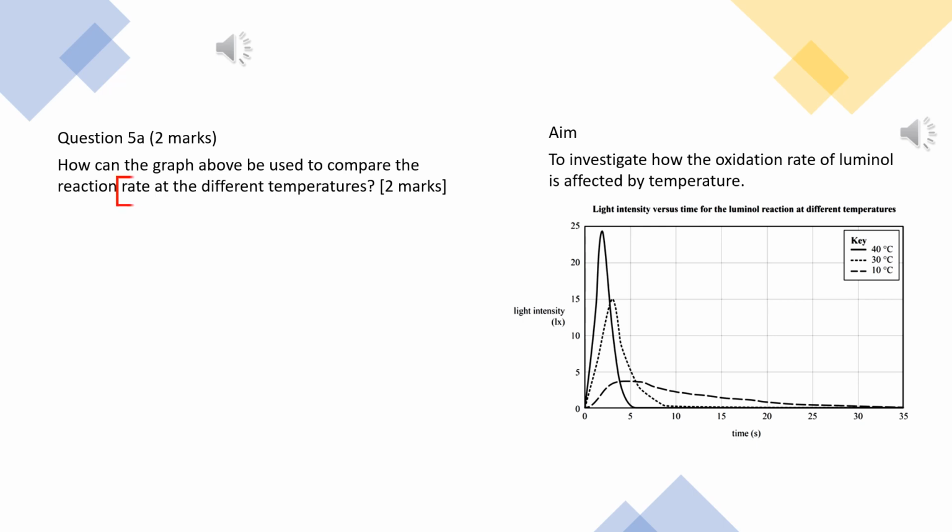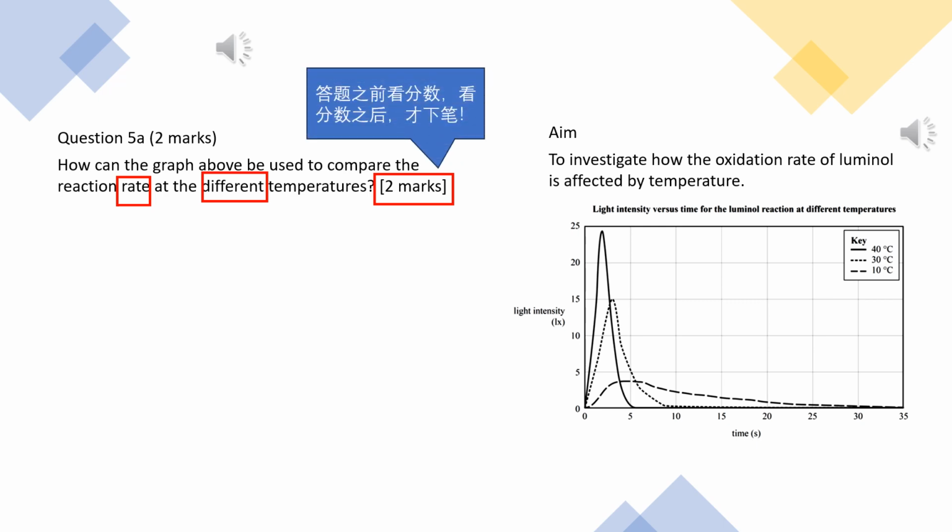Understanding the question is crucial. 2 key words: rate and different temperatures. Review the experimental purpose, the effect of temperature on the oxidation rate. Lastly, check the score, 2 points. This means answering 2 key points. Look at the score before answering, and start writing only after considering the points.